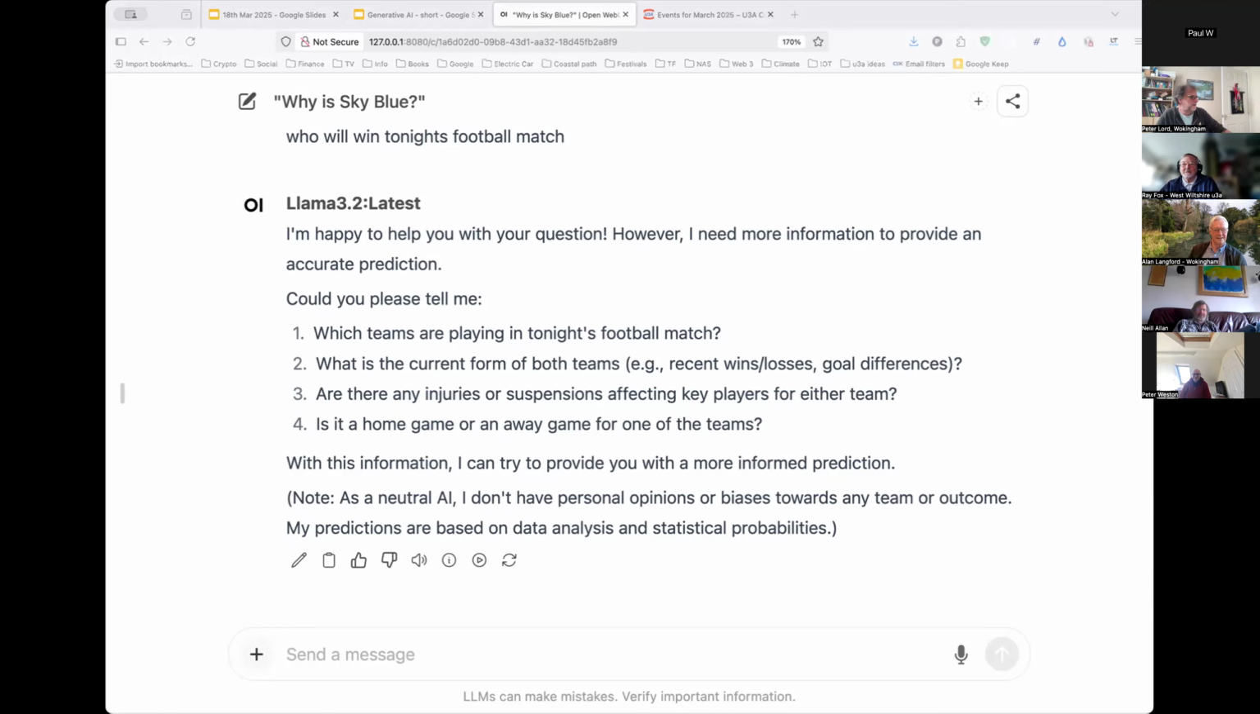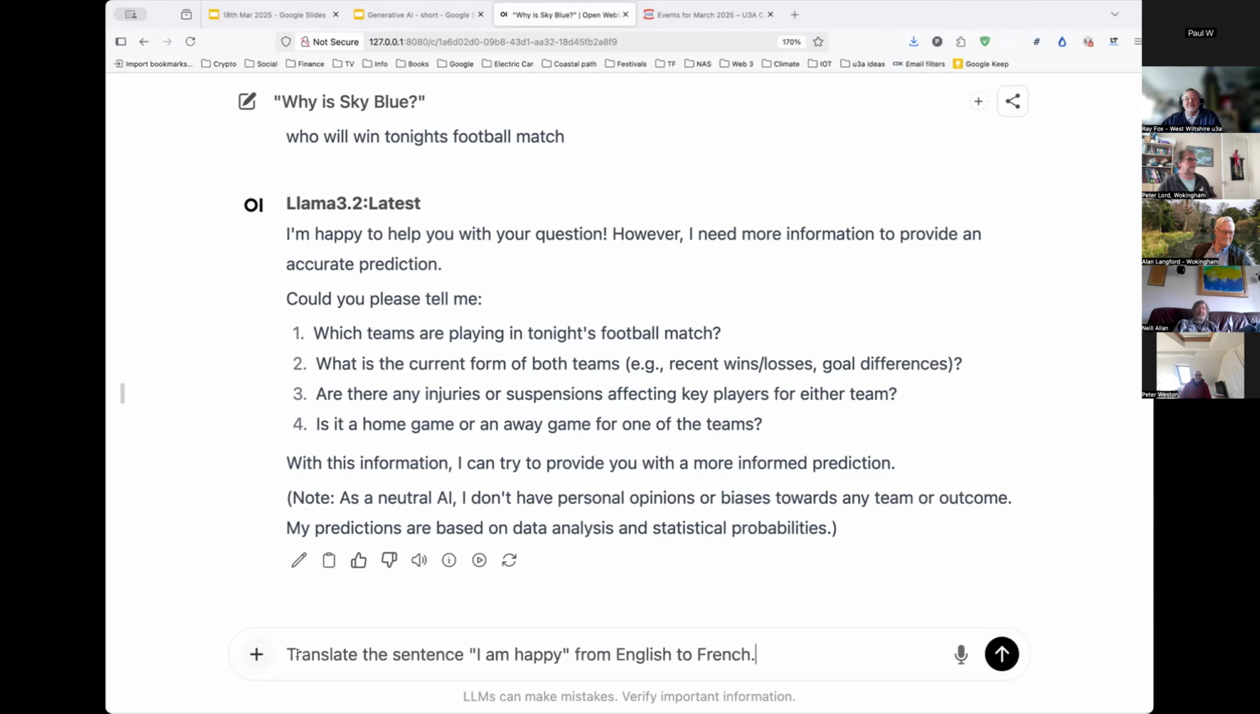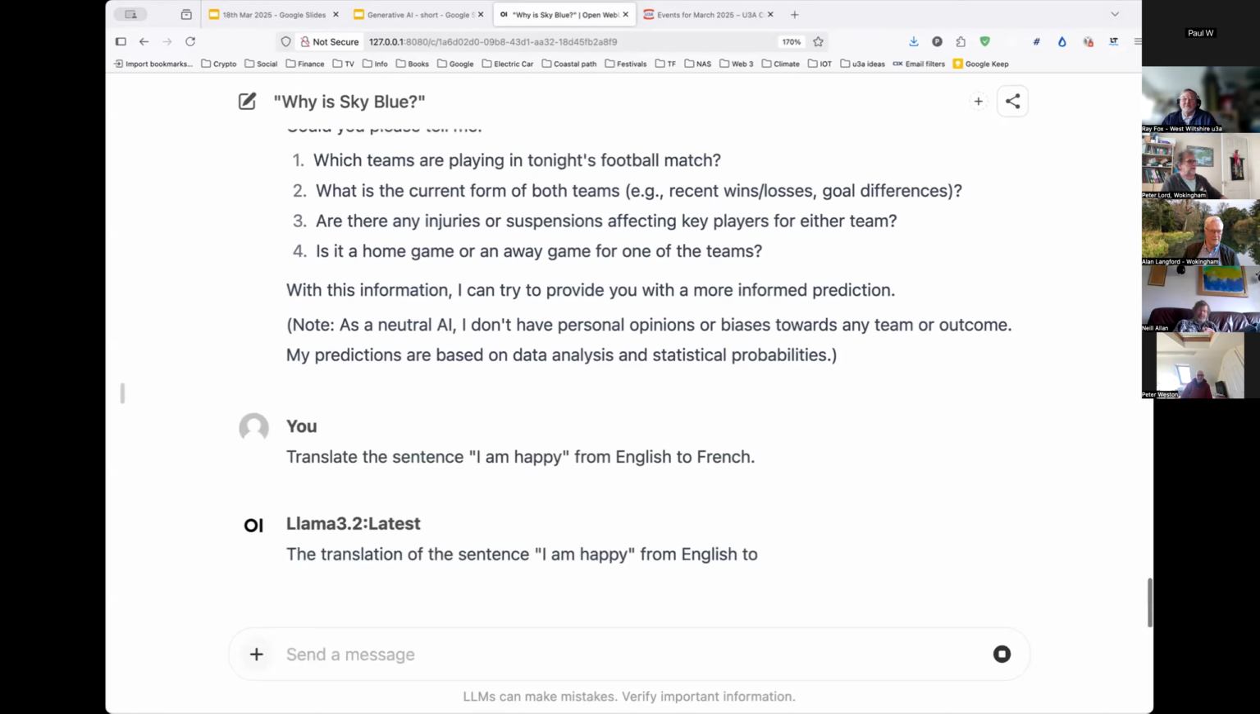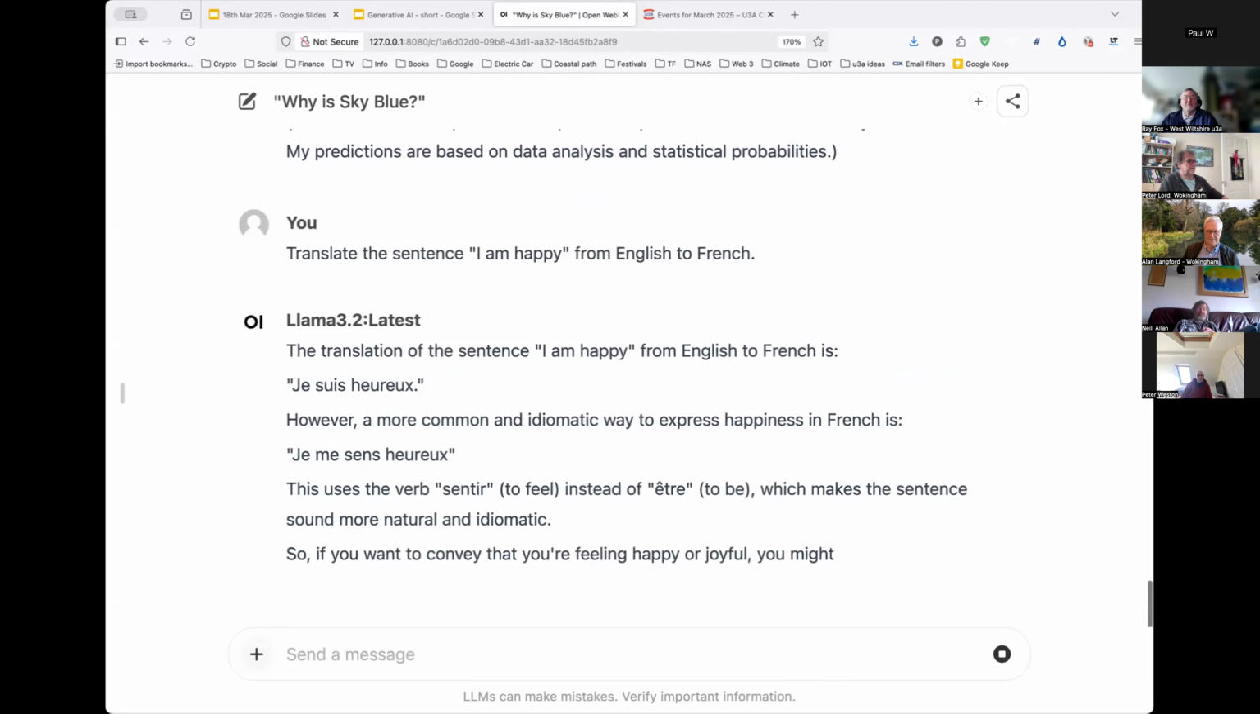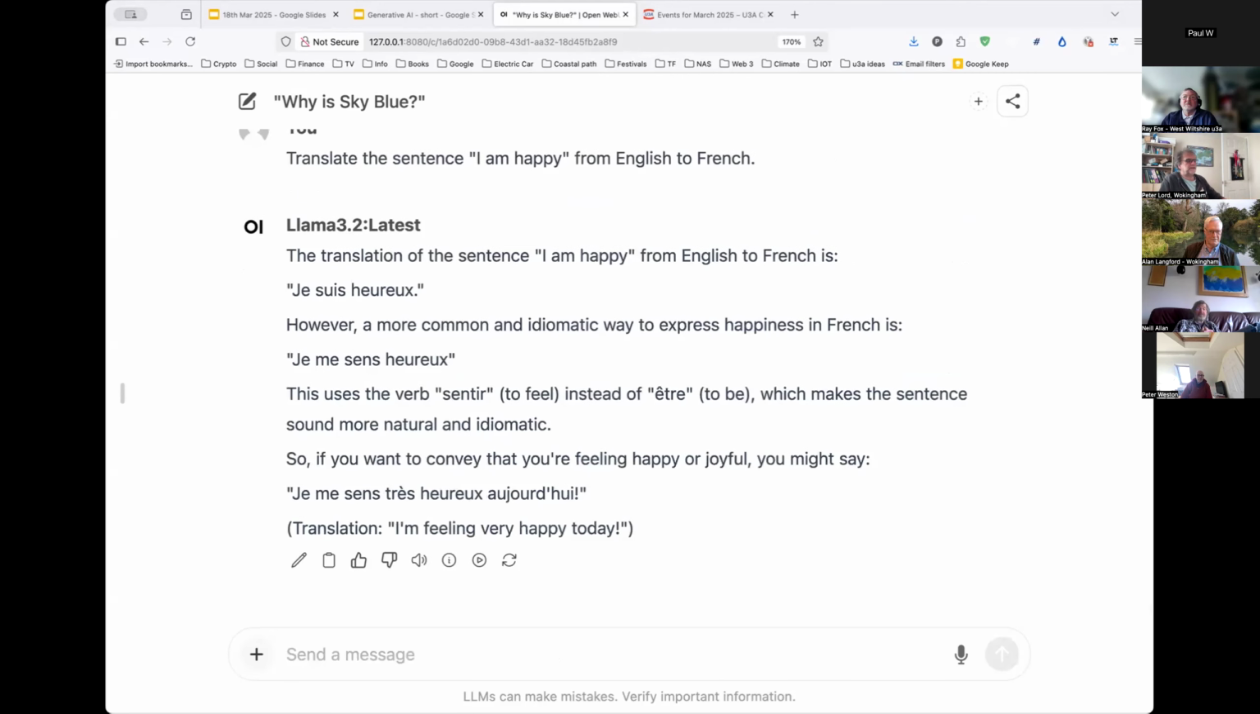Let's carry on with my little pre-canned demo. Translate the sentence, "I am happy", from English to French. You'll notice here that I'm being somewhat careful about how I construct the sentence. There is a skill to learn about how to do this prompt engineering. As I said before, you can go online, search for prompt engineering, and get lots of good examples about how to carve your question. And it's done some English to French translation.